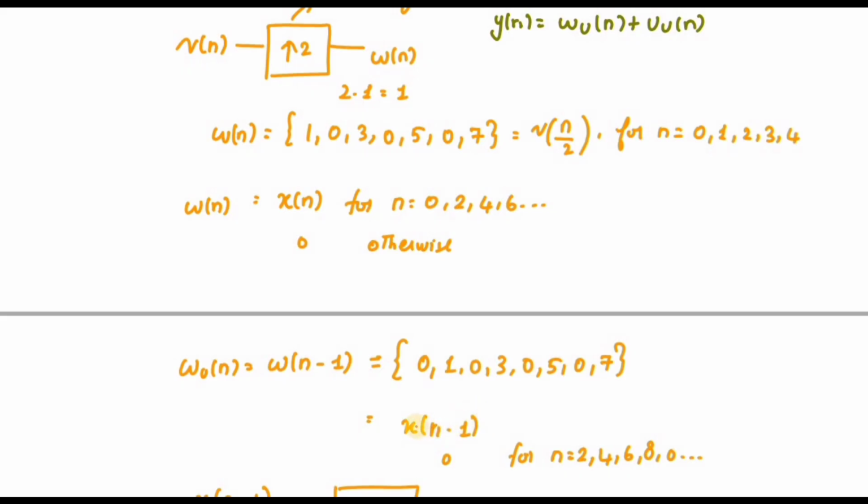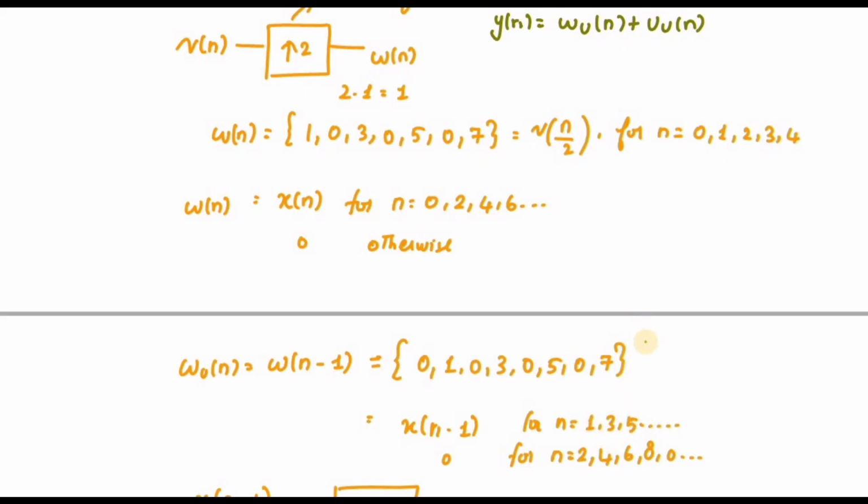And this is equal to x of n minus 1 for n equal to 1. If I substitute n equal to 1, it becomes x of 0, and x of 0 is 1. If I substitute 3, it is x of 2, and x of 2 is 3. So x of 5, and it will go on.